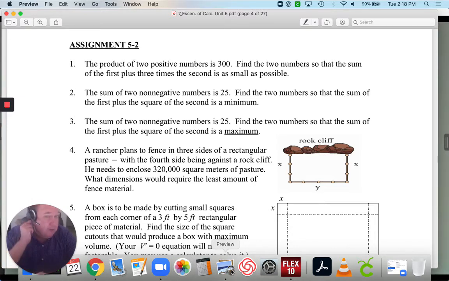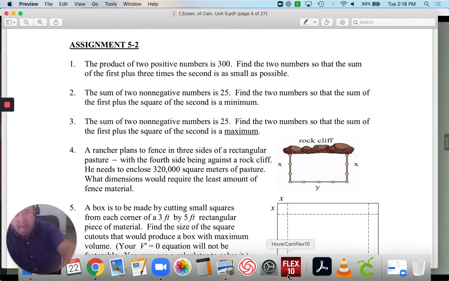So what do I know is the secondary? So I know the area. So x times y, I know, is 320,000. I know that. And then what don't I know is the fencing. So what equation would be the fencing? That would be 2 x's and 1 y. And I want that to be the least. So that needs to be a minimum. I'll call that L for least.